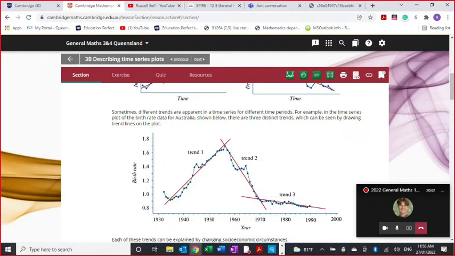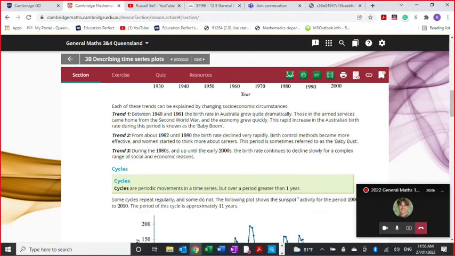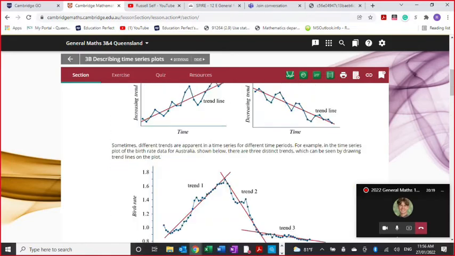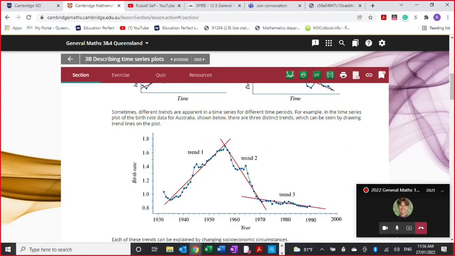All right, so you can see why I did not want to redraw all of these on a video for you. Okay, and when you're discussing them, you need to make sure that you're being as specific as possible. Here, for example, the trend one between 1940 and 1961, the birth rate grew quite dramatically. And you can see that's dramatic because it's a very sharp increase.